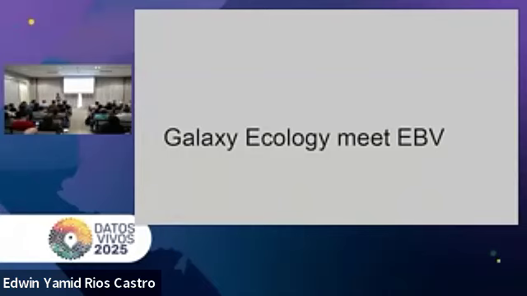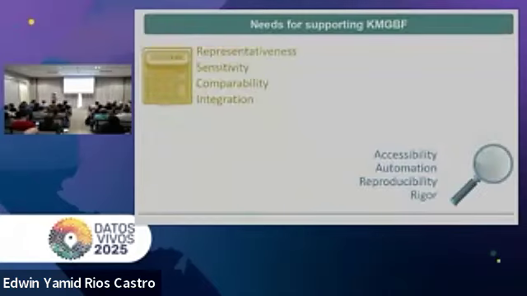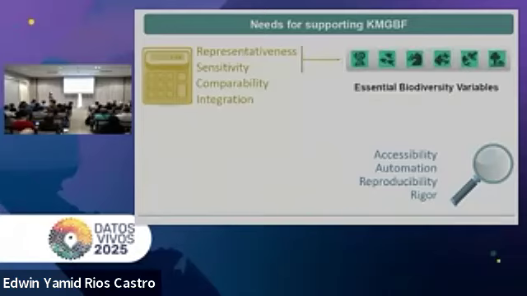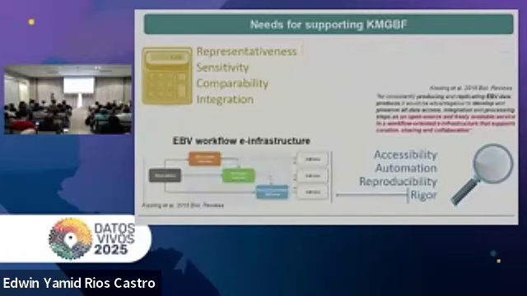So when Galaxy-Ecology meets EBV to support global biodiversity indicators production, we need representativeness, sensitivity, which is something inside the concept of EBVs. We need comparability, integration, accessibility, automation. We need reproducibility. We need rigor. And in fact, this same year, 2018, a wonderful paper from Kissling et al. described how we can operationalize essential biodiversity variables with a vision of workflow. I came from computational workflows in bioinformatics, so when I discovered that, I said, wow, yes, it is.